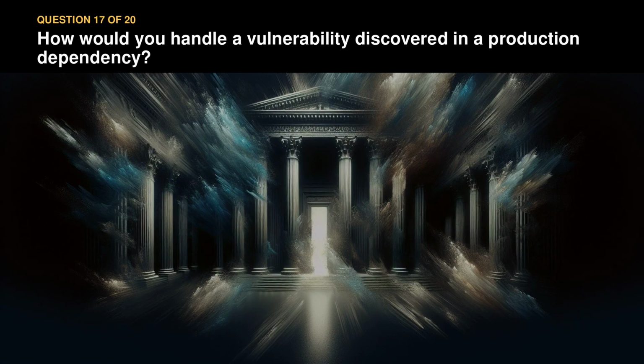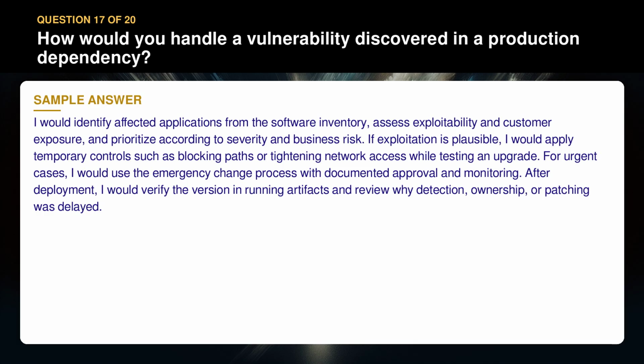Question 17. How would you handle a vulnerability discovered in a production dependency? I would identify affected applications from the software inventory, assess exploitability and customer exposure, and prioritize according to severity and business risk. If exploitation is plausible, I would apply temporary controls such as blocking paths or tightening network access while testing an upgrade. For urgent cases, I would use the emergency change process with documented approval and monitoring. After deployment, I would verify the version in running artifacts and review why detection, ownership, or patching was delayed.